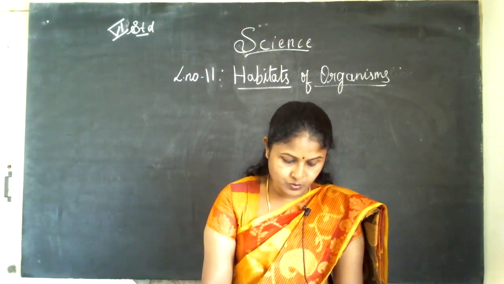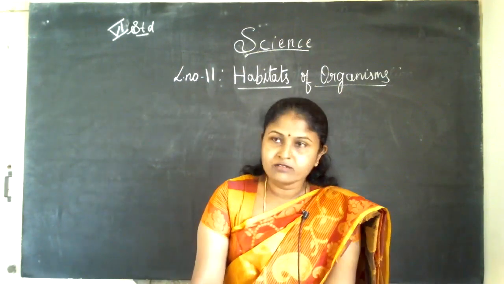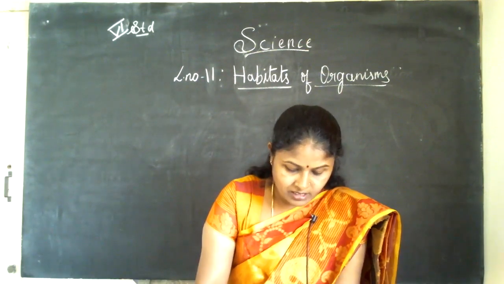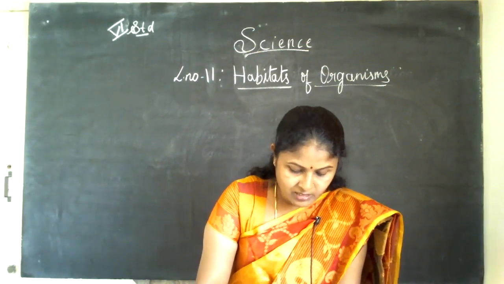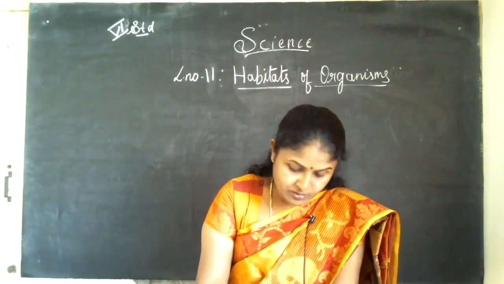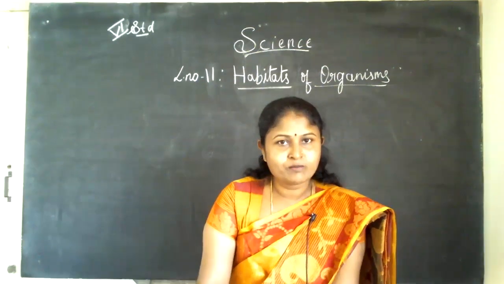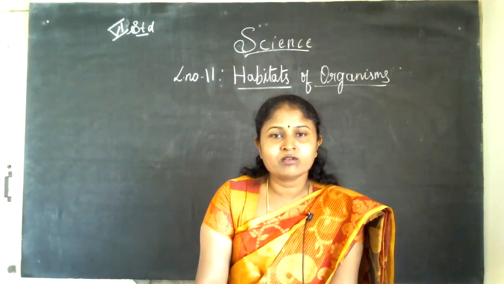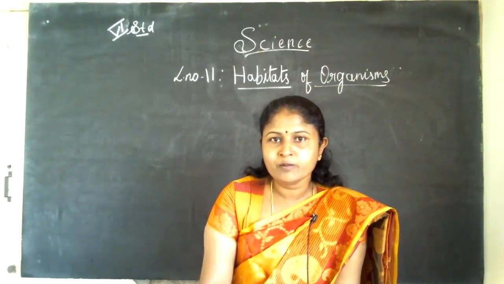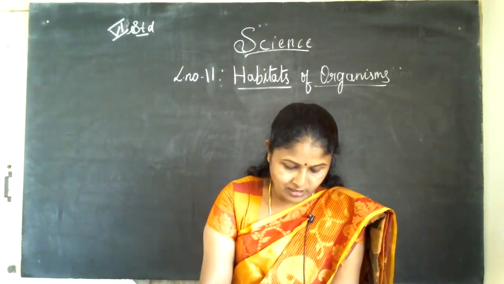What are herbivores? Herbivores are also called primary consumers. Carnivores are called secondary consumers. Herbivores are the primary consumers, the animals that eat only plants. For example, which animals eat only plants? Giraffe, cow, goat, sheep, elephant, etc. These are the animals which eat only plants.